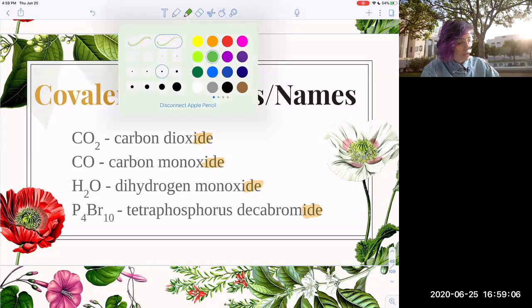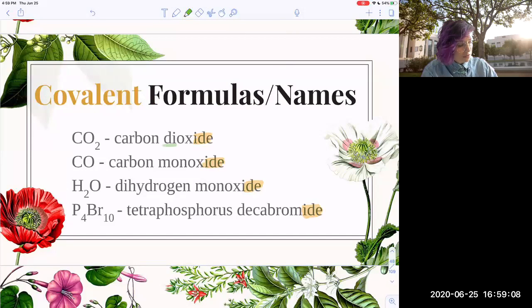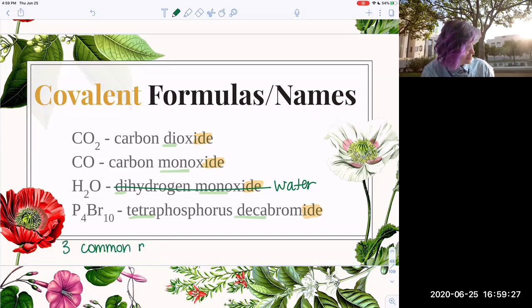Maybe you noticed that some of these have these little prefixes. And I'm cheating on y'all with this dihydrogen monoxide, because really we don't say this. We do not use this. We just say water. So there are a few common names you'll need to know. 3 common names to know.